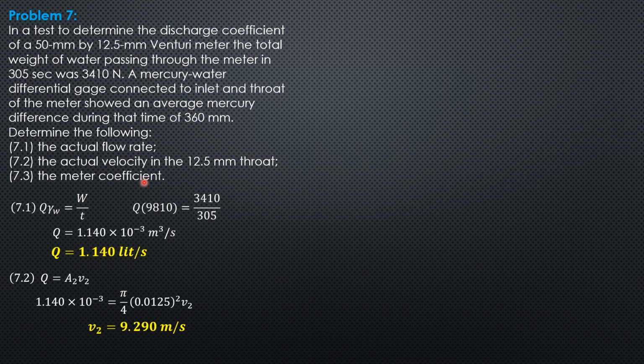So we will compute first the theoretical discharge given by the formula which I derived in my lecture video. Pi over 4 diameter 1 squared times diameter 2 squared times square root of 2gh over diameter 1 to the fourth minus diameter 2 to the fourth.